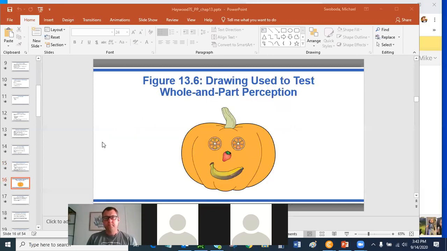Okay, this here is what is called whole and part perception. This drawing would essentially be, you'd get 2 orange slices, a strawberry, a banana, and a pumpkin, and it would say make a smiley face with this. Or you'd be told to draw this kind of thing. What this tests here is how you integrate your spatial recognition and your visual perception skills. What do you think you're looking for when you watch somebody draw this?